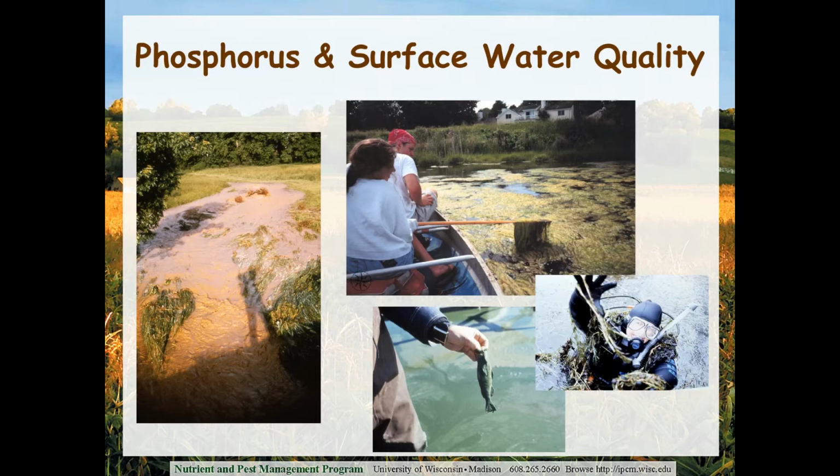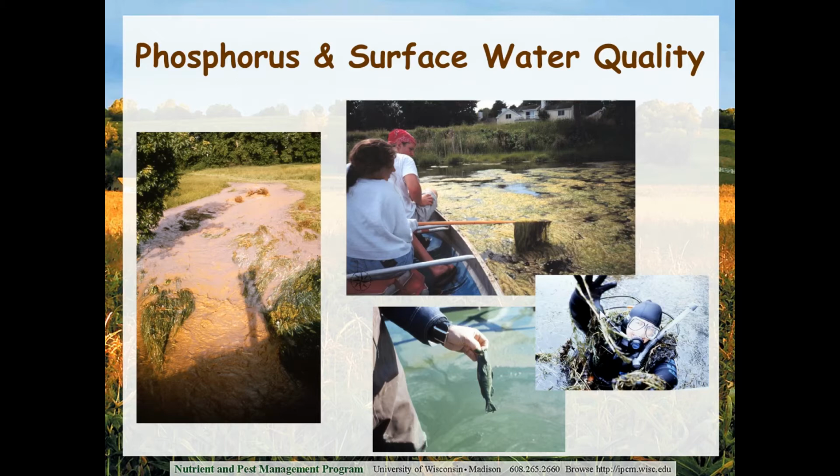They, again, promote algae and weed growth, and that can have an impact on the aesthetics and the tourism and the recreational value of our water bodies. In some cases, they can result in toxic algae blooms. We've read this past summer and the last couple summers of various lakes across the state of Wisconsin where we're seeing blooms of toxic blue-green algae that can have an impact on animal and potentially even human health.